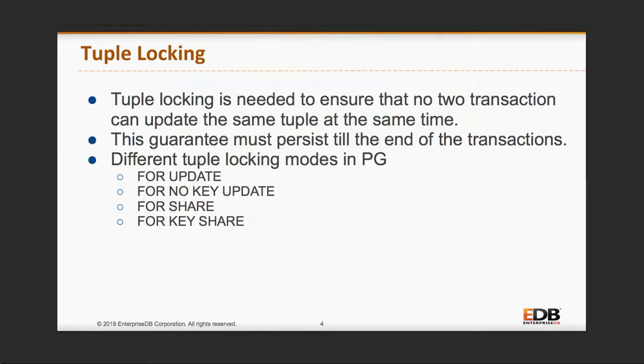In PG, there are four different tuple locking modes. The first is FOR UPDATE, which is equivalent to taking an exclusive lock on the tuple so that no other concurrent transaction can modify the same tuple. Then we have FOR NO KEY UPDATE, which is equivalent to taking an exclusive lock on non-key attributes. Then we have FOR SHARE, which is equivalent to taking a share lock on the tuple so that it cannot be updated by other transactions. And finally, we have FOR KEY SHARE, which takes the share lock on only the key. So if some other transaction wants to update non-key attributes, it can do so.